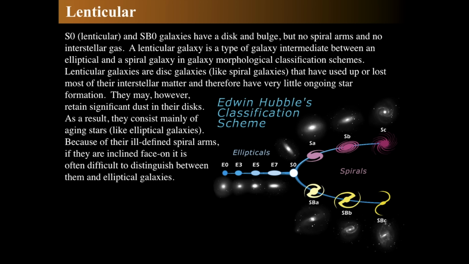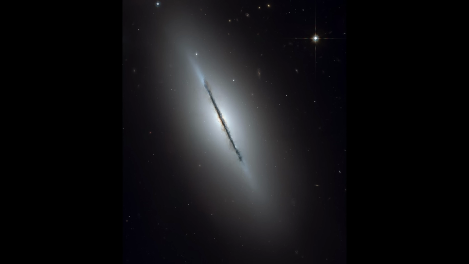And they do have dust in their disk. So a lenticular can have dust lanes, even though there's almost no star formation going on. So that means the hydrogen gas is gone, but there's still dust left over, which is interesting. But because they have very ill-defined arms, and if they're face on, meaning you see most of them from the side, you won't necessarily see that dust, and a lenticular can easily be mistaken for an elliptical if they're not seen edge on.